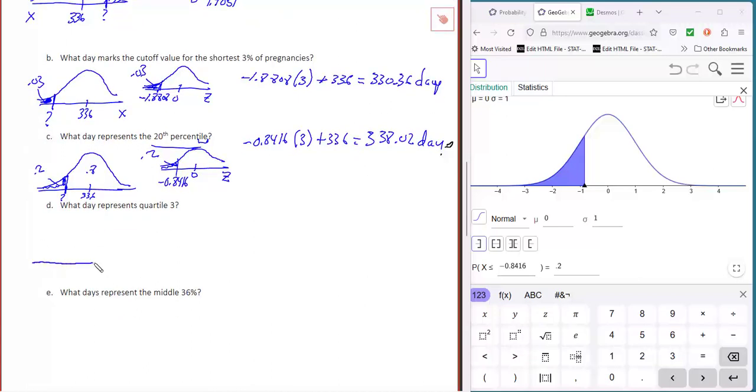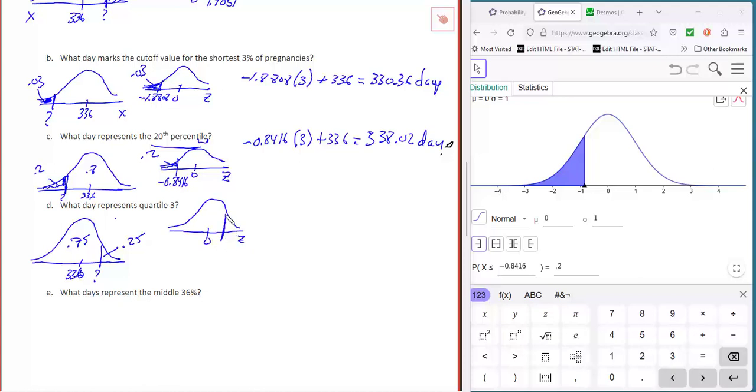So now let's just go back and think about this. Again, let's draw my picture, 336. Ask yourself, what's true about quartile 3? Well, quartile 3 was the separation when we did the box plots. It separated the lower 75% from the upper. So really, quartile 3 is this: what is this value that separates the lower 75% from the upper 25%? Okay, and so that's what we want now as a z-score.